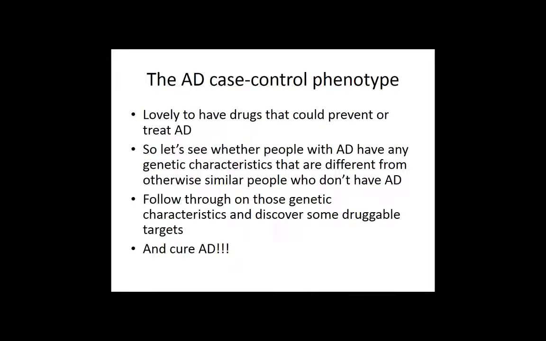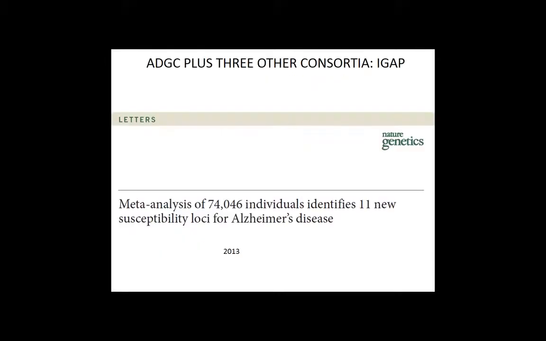So the AD case control. Wouldn't it be lovely to have drugs where we could either prevent or treat Alzheimer's disease? So we're going to take a whole bunch of people with Alzheimer's disease and see if there's any differences between those people and people who don't have Alzheimer's disease. We'll identify some genetic characteristics. We'll follow through on those. We'll get some druggable targets, and we'll cure Alzheimer's disease. That's really the GWAS story in a nutshell for the case control phenotype.